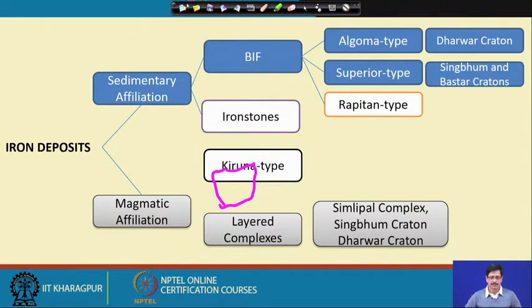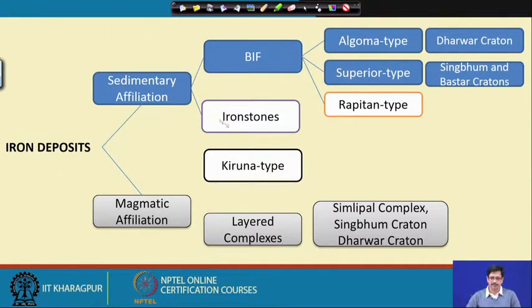Okay. It would be worthwhile to make a correspondence with the different genetic deposit types that we just went through. If we go commodity wise, then first consider the most abundant of the metals, iron. So, the iron deposits have sedimentary and magmatic affiliation. As you have seen in the genetic types, the chemogenic sedimentary deposits are the banded iron formations and the ironstones, and the magmatic types are the Kiruna type and the layered complexes.